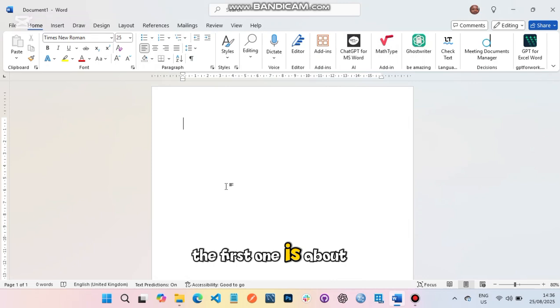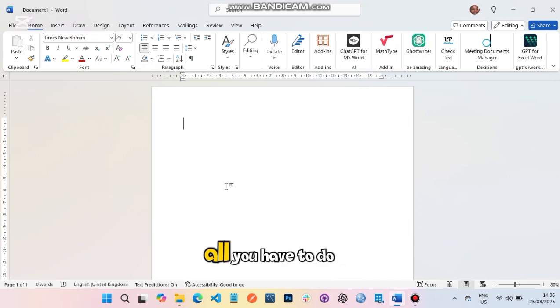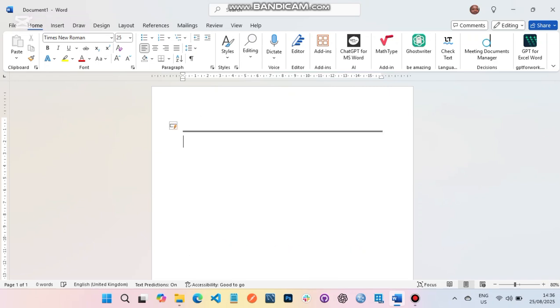The first one is about double solid lines in Microsoft Word. To do that, all you have to do is place the equal sign 3 times and hit enter on your keyboard. There you have it. You are having double solid lines in Microsoft Word.